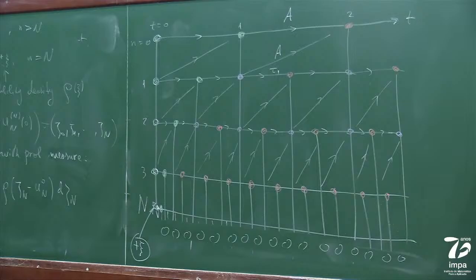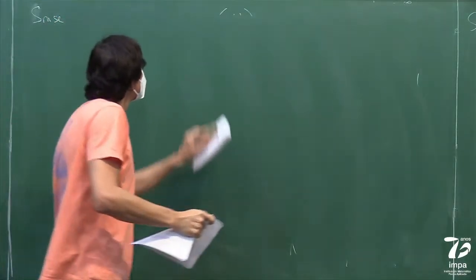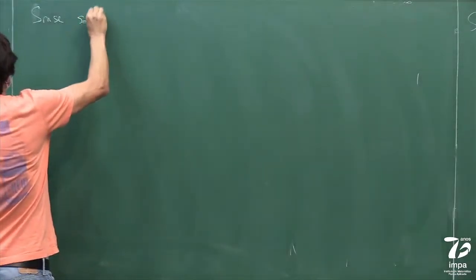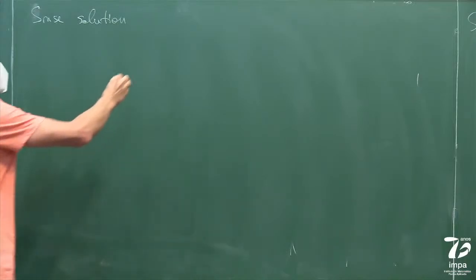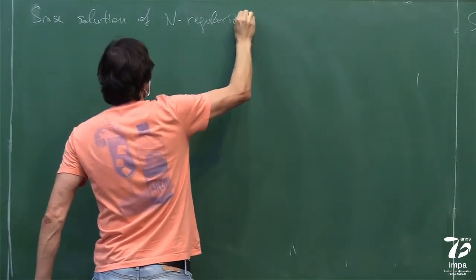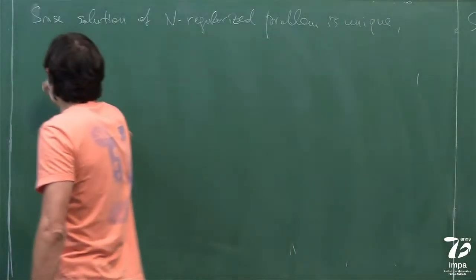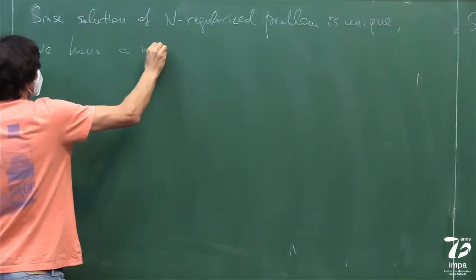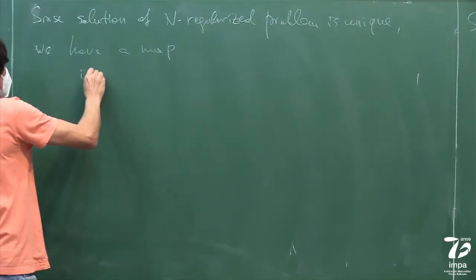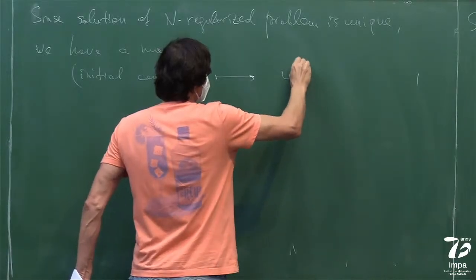So now, since the solution of the deterministically regularized problem is unique, we have a map that maps the initial condition to the N-regularized solution.